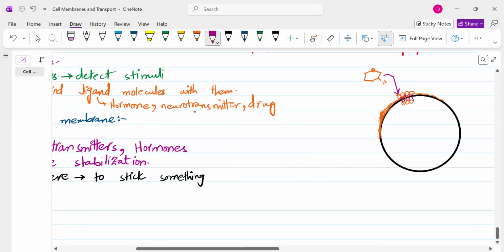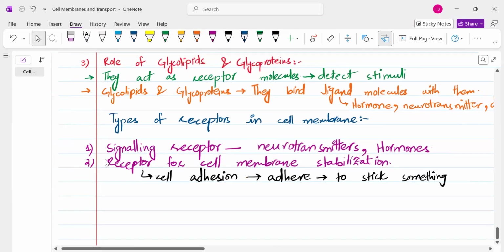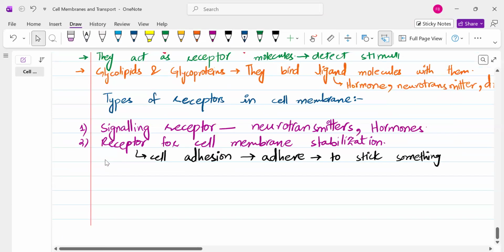And then after that, because you know that the glucose molecule has to come inside the cell, but it cannot come directly. We have discussed that it needs to be modified because the glucose molecule is a large molecule. So firstly, it will stick, and after that there will be modification, and that modification will be done by the carrier protein, and then that glucose molecule can enter the cell. So these are those receptors which help in adhesion, and they also help to stabilize the cell membrane.